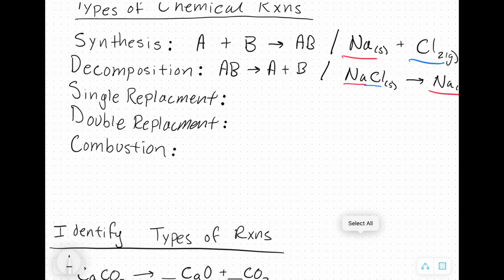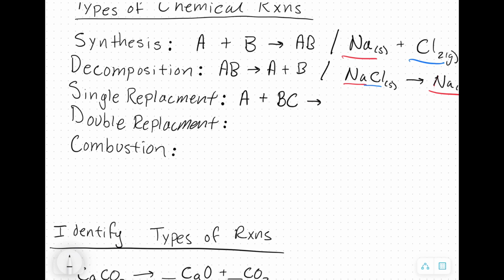For single replacement, now here we're starting to get slightly more complicated. So synthesis, decomposition, we only have 2 different types of elements, whatever A is and then whatever B is. For single replacement, we're still going to have our single element, but now I'm going to be combining it with 2 different elements that are already bonded. So some kind of element A combined with BC.